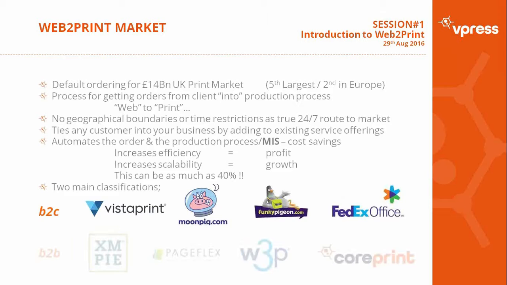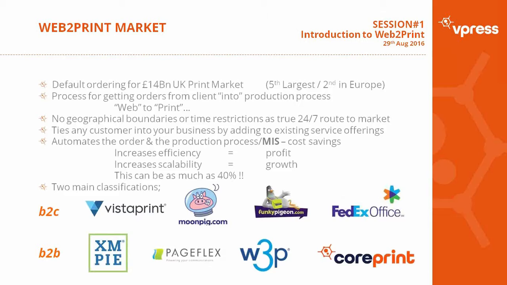The second sector is B2B. And the UK had 58 companies offering Web2Print services 6 years ago. There's approximately around 12, 13 at the moment. And these are just a selection of some of them. XMPie from Xerox, PageFlex, a long-term provider, W3P, which is printing.com, and indeed CorePrint, which is our own product, which I'll give you a little demo of in a couple of minutes' time.